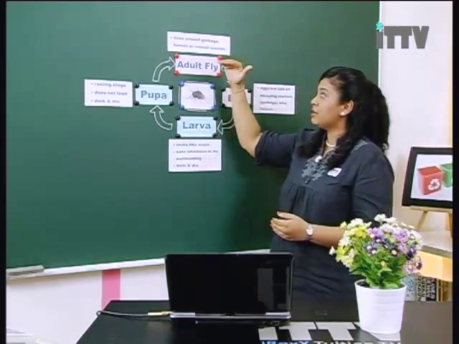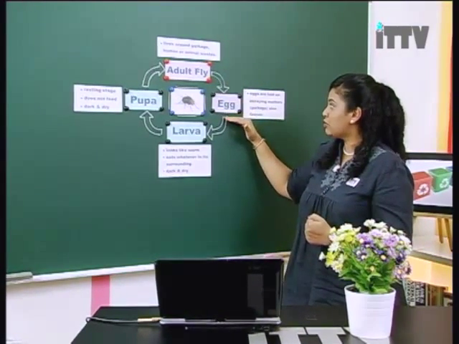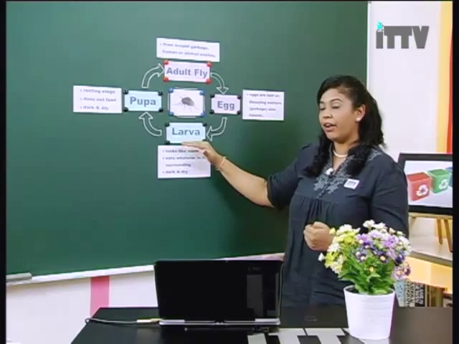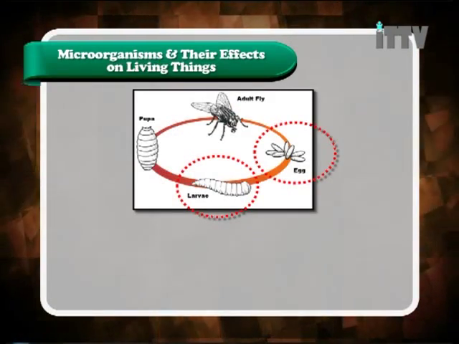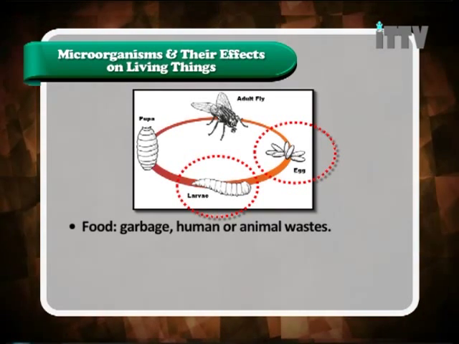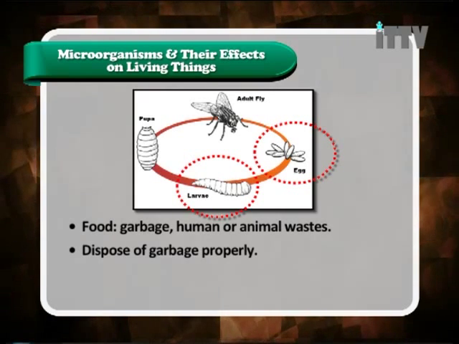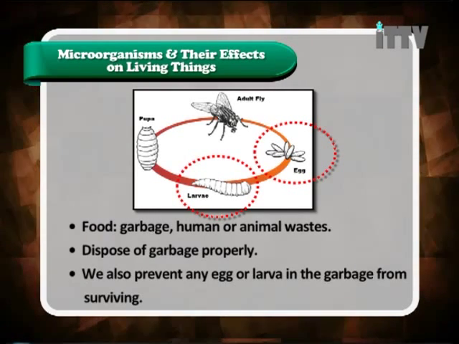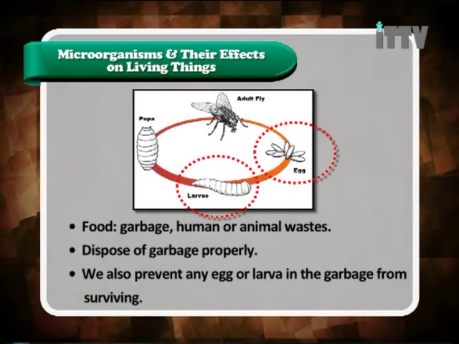So what are we supposed to do when it is an adult fly? And what are we supposed to do when it's at egg and larva and pupa? Egg and larva of the housefly survive in garbage, human or animal waste. When we dispose of garbage properly, we also prevent any egg or larva in the garbage from surviving.